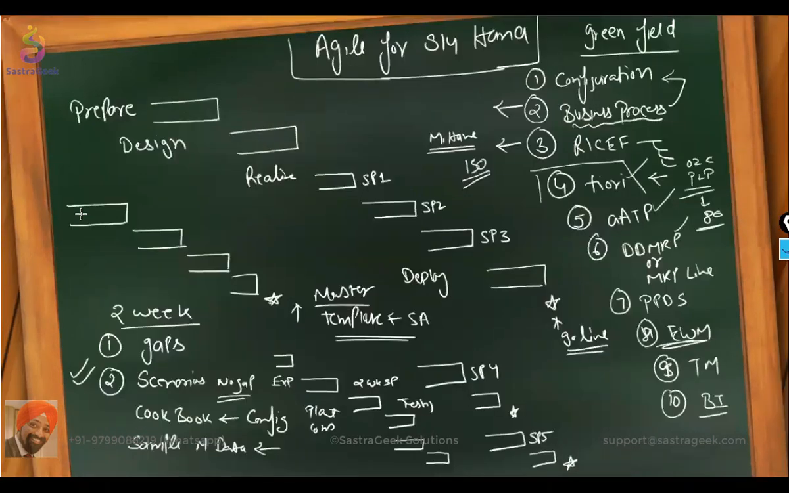Then we discussed specifically for S/4HANA how SAP proposes that an S/4HANA project can be delivered in an agile way. Basically, you will see the change only in the development phase, or the realize phase, where the work is divided into sprints. And the rest, you will see the changing of the different concepts.